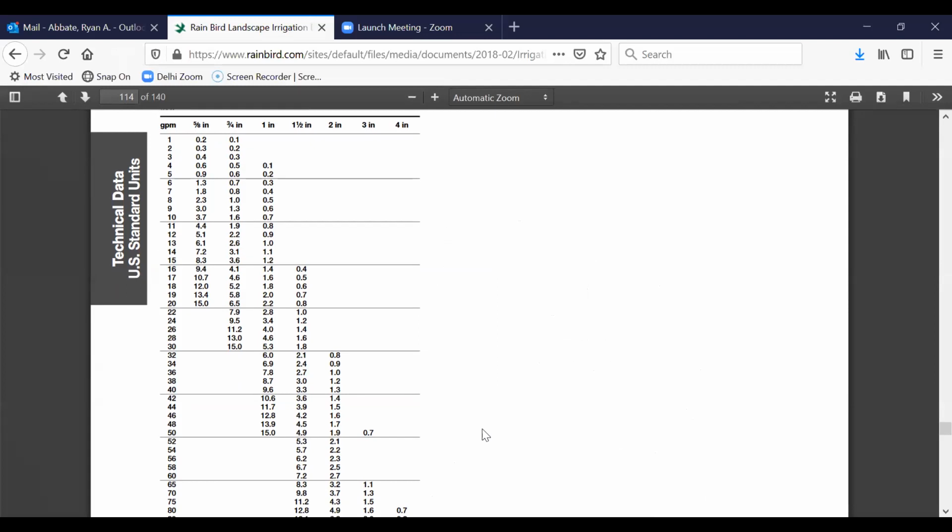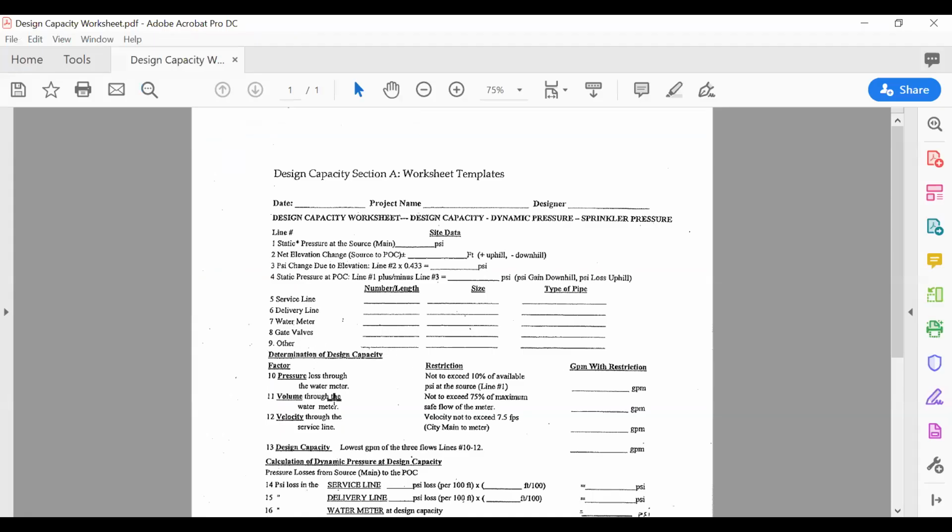Our gallons per minute is our flow. The 15 is our pressure loss. We cannot exceed 50 gallons per minute, but 75% of that is our safe flow. So we have to take 75% of that 50. That's 37 and a half. We cannot exceed 37 and a half gallons per minute. So on line number 11, we would write 37.5 for our safe volume.